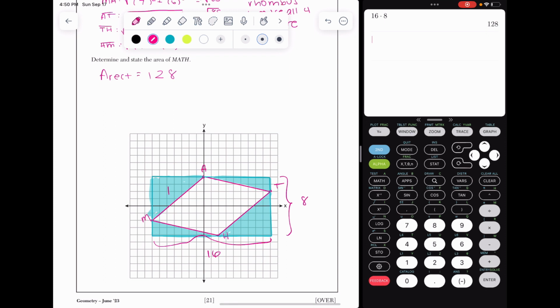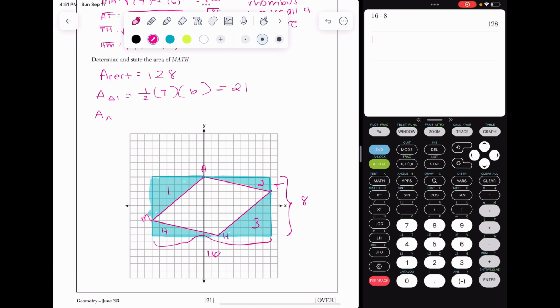I'm going to now number each of these triangles. So area of triangle 1 is 1/2. Area of a triangle is 1/2 base times height. We can see that we have a side of 7 and a side of 6. So that's going to give me 21.